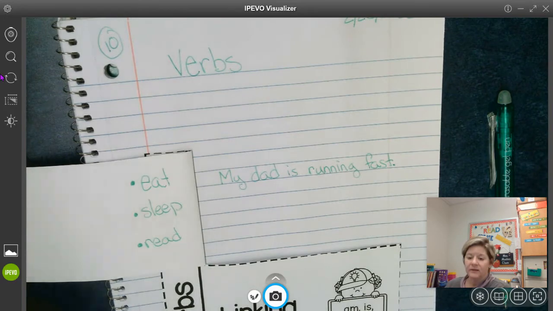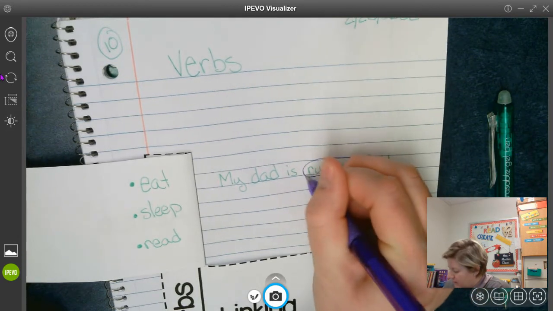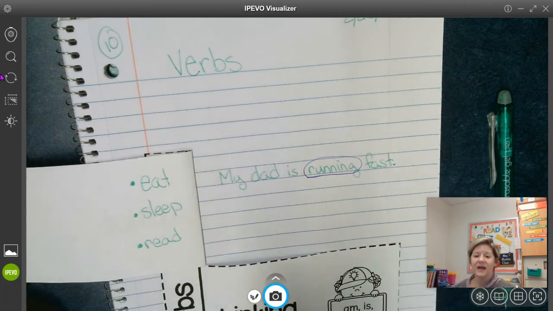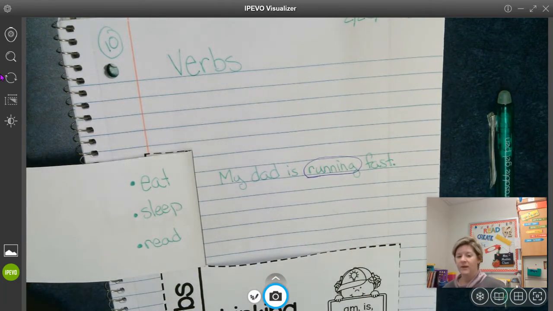I'm going to take a different color pen and I am just going to circle my verb. So what is my dad doing? He is running. That's the action that he's doing. That's my action verb. Okay.